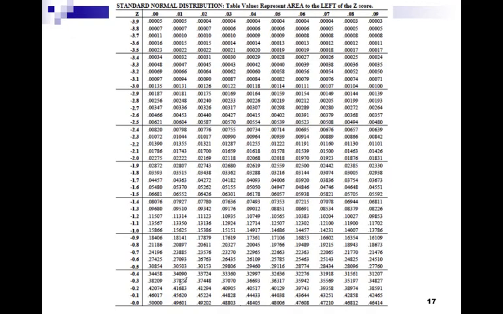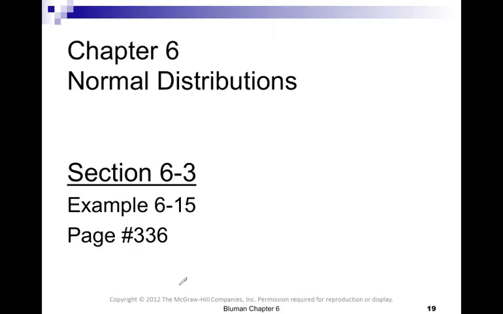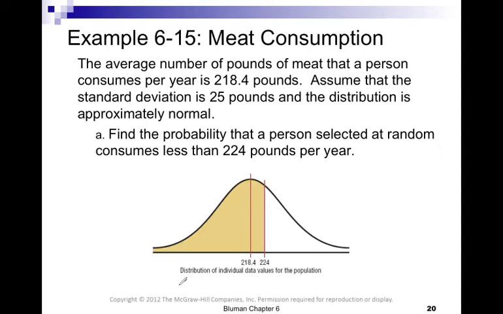Looking at another problem. Example from page 336. Meat consumption. Average number of pounds of meat that a person consumes per year is 218.4 pounds. So that's our mu. Assume the standard deviation is 25 pounds, and the distribution is approximately normal. Find the probability that a person selected at random consumes less than 224 pounds a year.